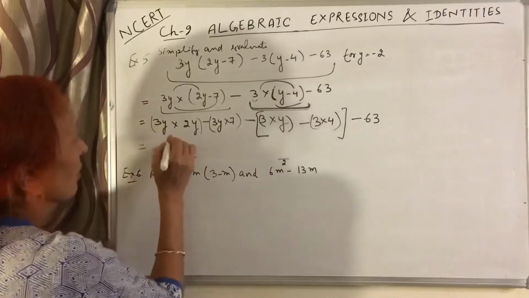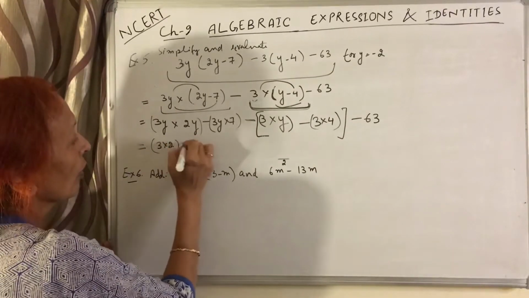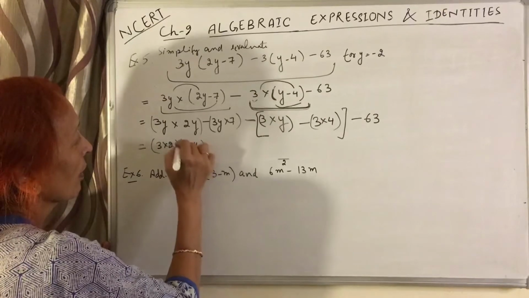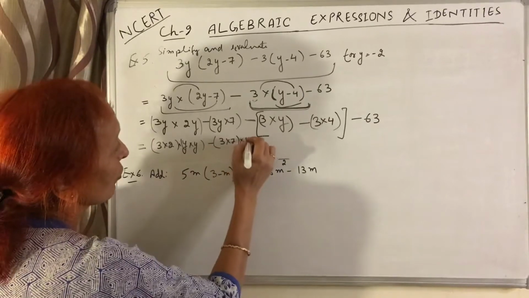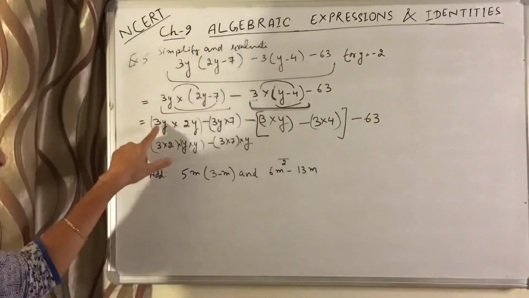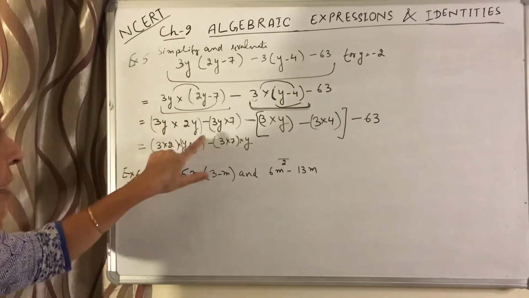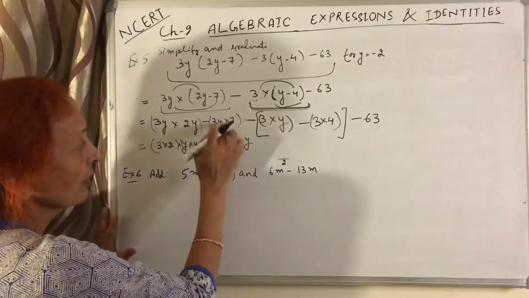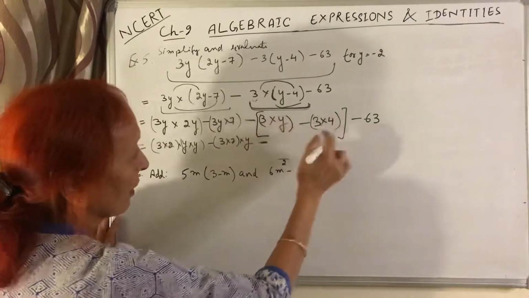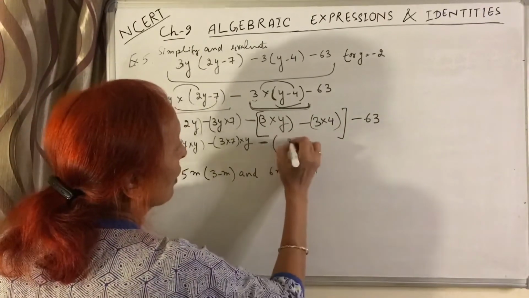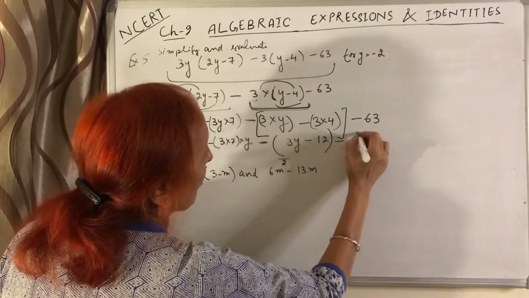Next is 3y into 2y, 3 into 2y into y, minus 3y into 7, 3 into 7 into y. Numerical coefficients first we will multiply, after that the algebraic factors, y into y. Same here, numerical coefficients are 3 into 7, then y. Then minus, now we will open this bracket: 3y minus 3 into 4, 12, minus 63.